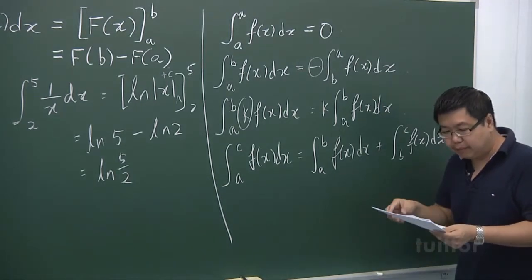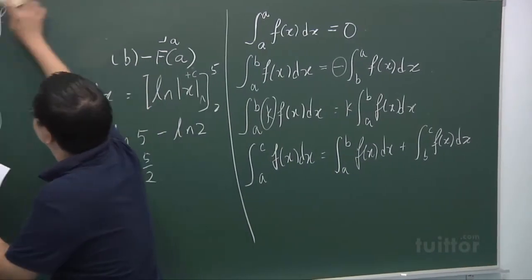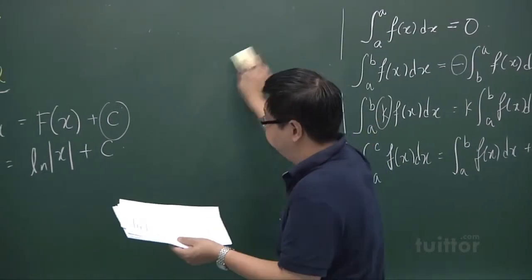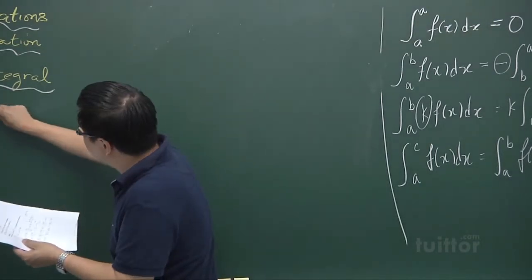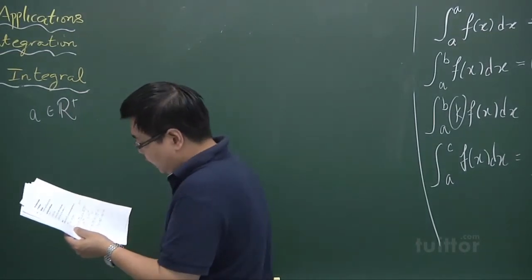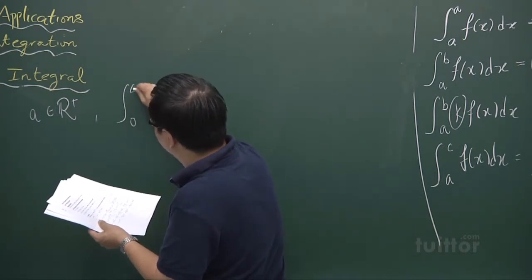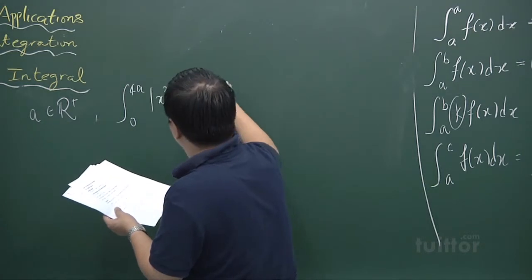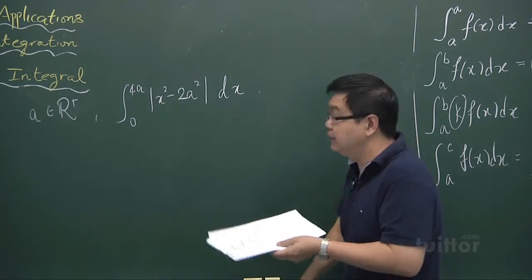So let's go through an example that is shown on your handouts now. This example looks into the integral of a function that involves modulus. Okay. In this case, a is a positive real number, and we want to find the integral from 0 to 4a of the modulus of x squared minus 2a squared dx. Giving your answers in terms of a.